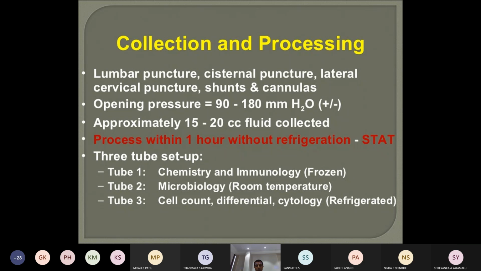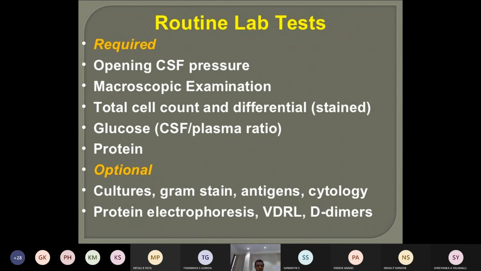Tube setup depends on the infection and whatever is prescribed by the physicians. The requirements may include a microbiological assay, cell counts and cytochemistry, cytological assay. Chemistry and immunological analyses can also be done, along with microbiology and cell count, differential cytology assay. So routine lab tests, you know already: opening of CSF assay, microscopic examination, total count, all these things they will do.